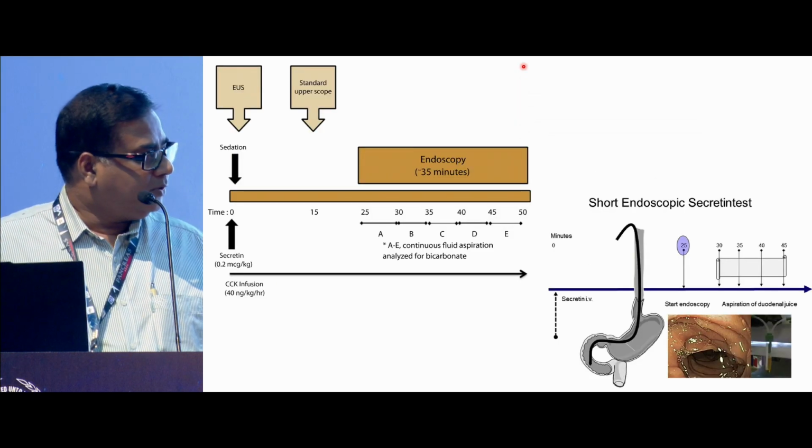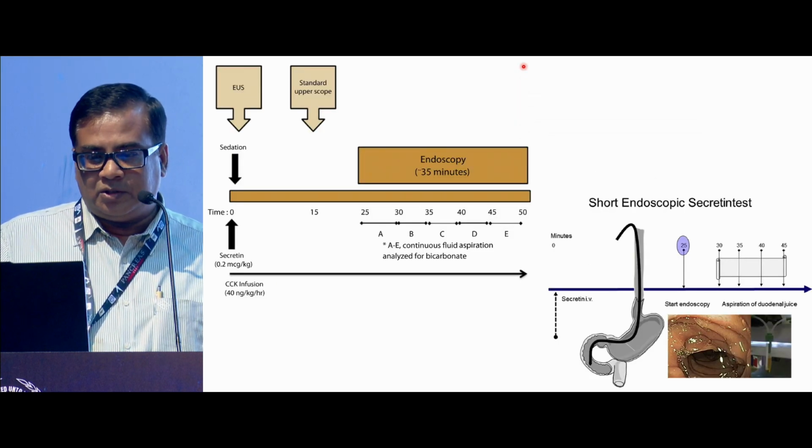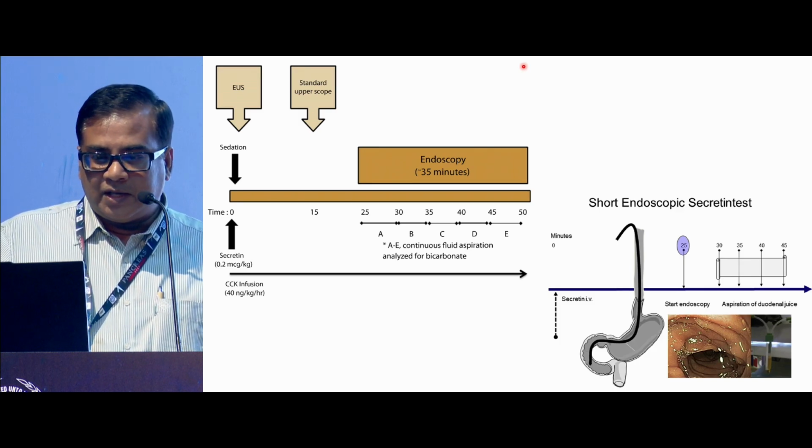So this is one approach in which you would initially do an endoscopic ultrasound to assess the pancreas, and then switch to the gastroscope.